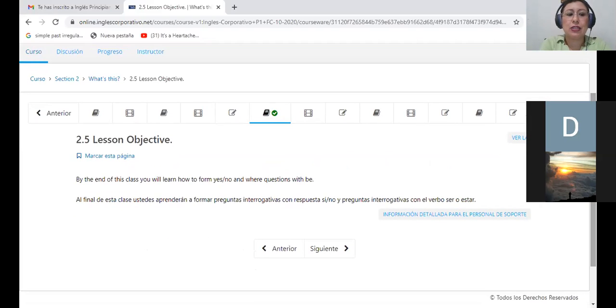Ok, the 2.5 lesson objective says that by the end of this class, you will learn how to form yes, no, and where questions with be. Ok, entonces vamos a estar trabajando preguntas con el verb be. And the yes, no questions are those that you only have two possible choices. Las preguntas de respuesta sí, no, es eso, ¿verdad? Donde usted solo tiene dos opciones posibles, sí o no.